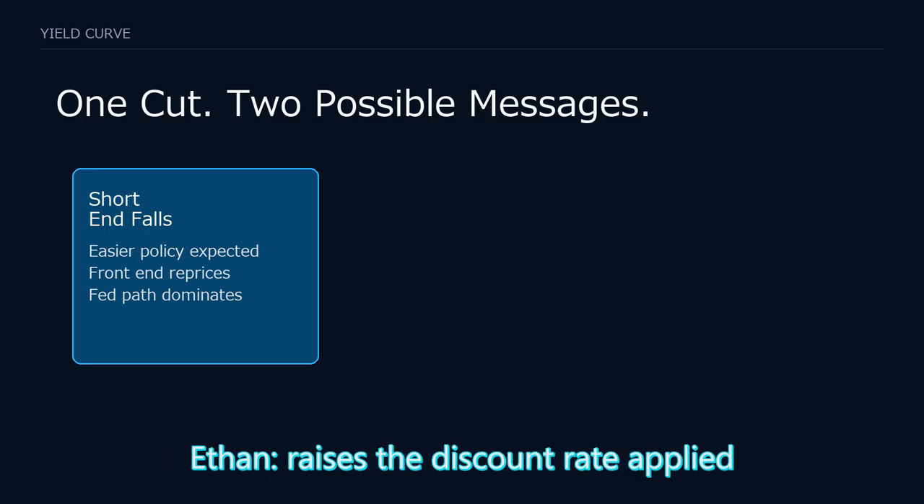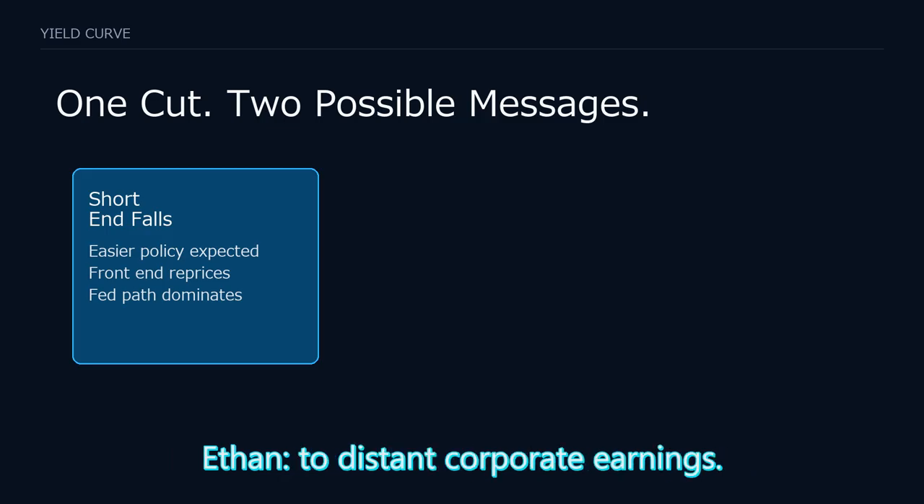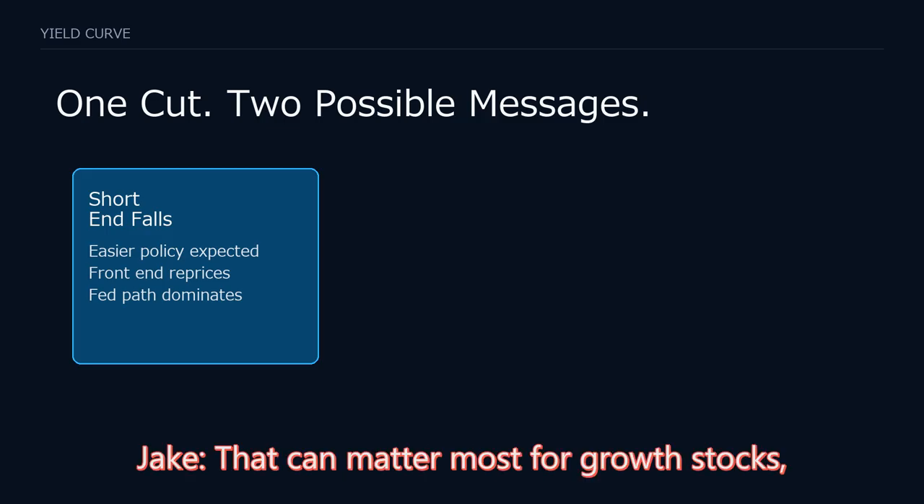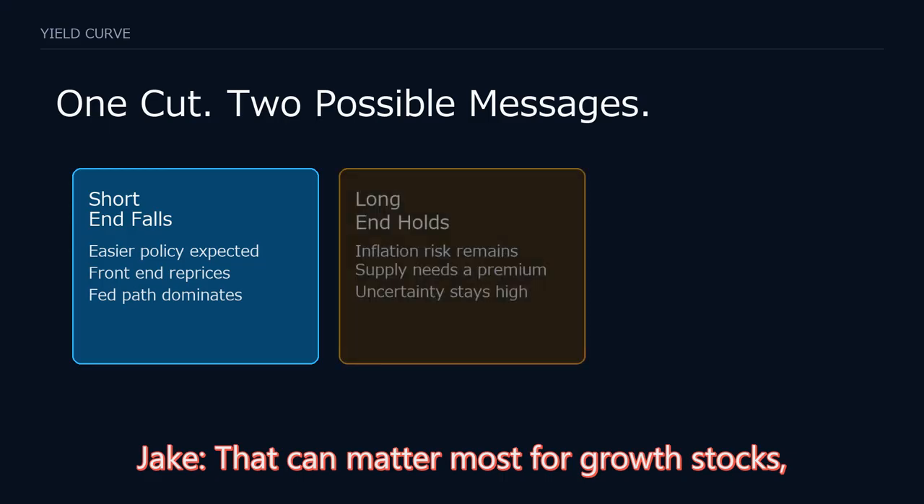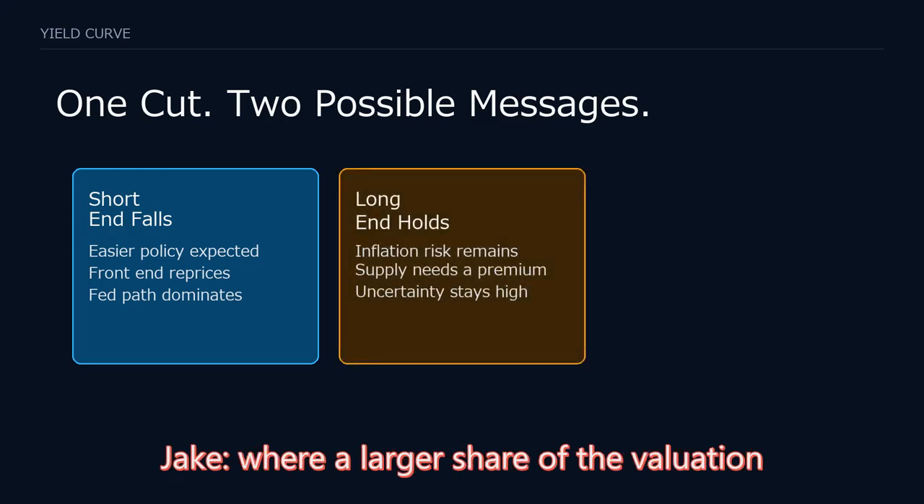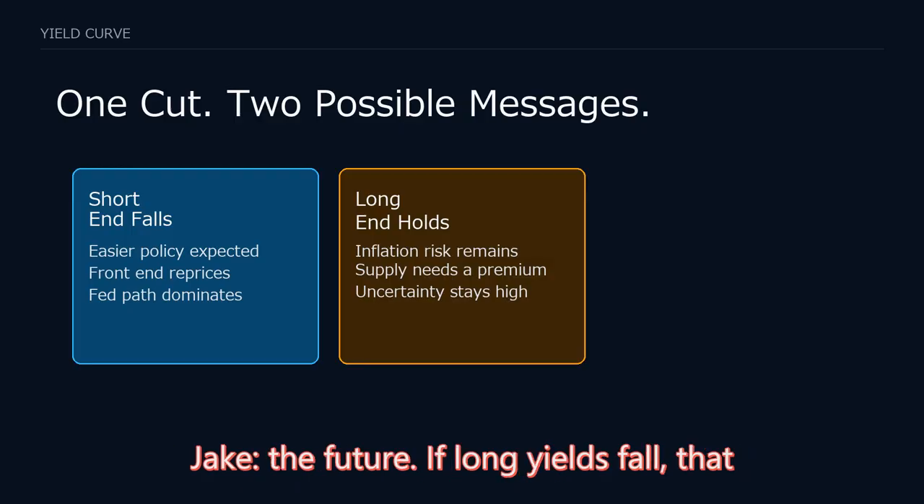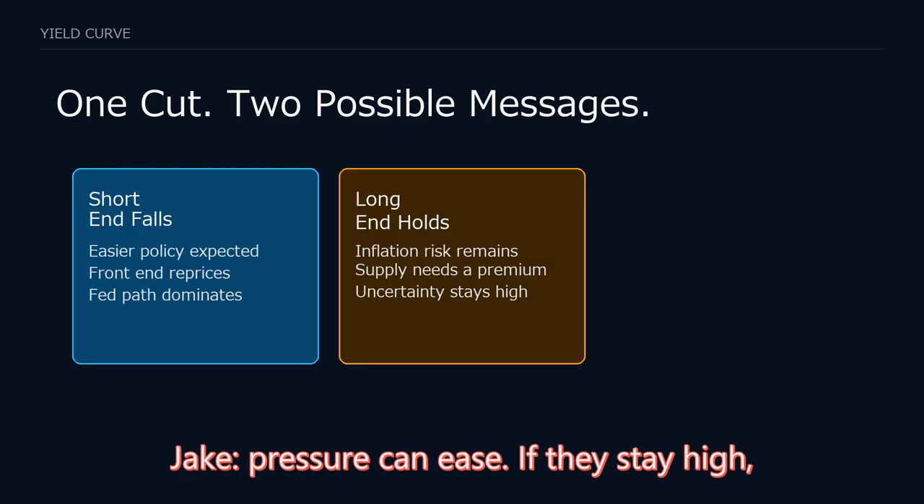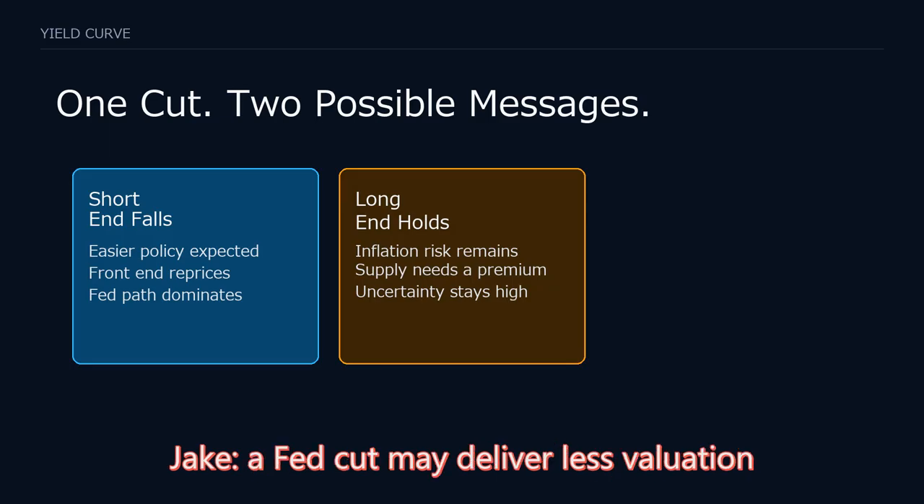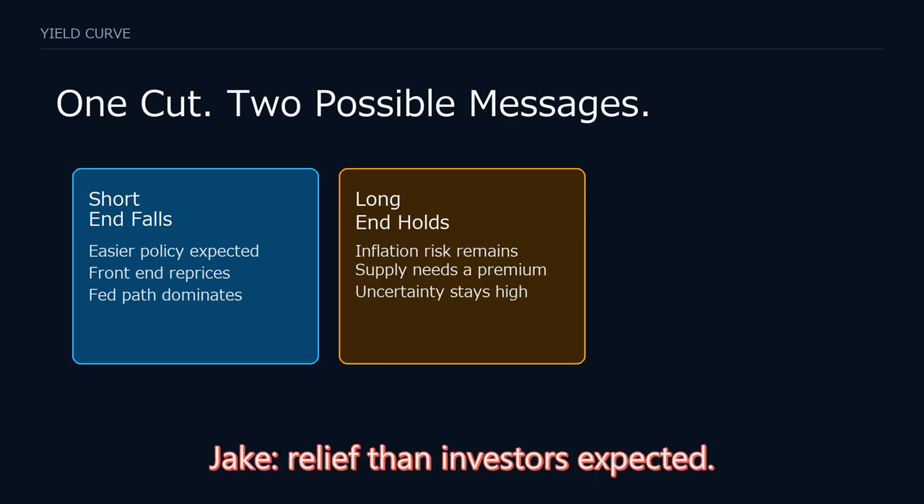A higher long-term yield raises the discount rate applied to distant corporate earnings. That can matter most for growth stocks, where a larger share of the valuation depends on profits expected far into the future. If long yields fall, that pressure can ease. If they stay high, a Fed cut may deliver less valuation relief than investors expected.